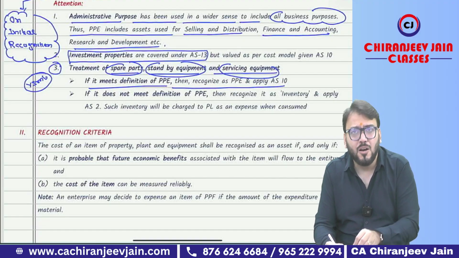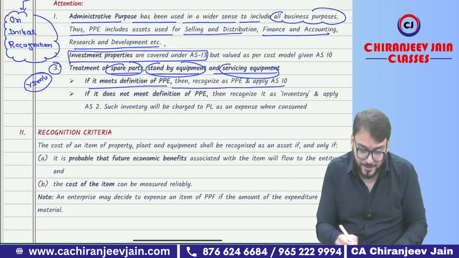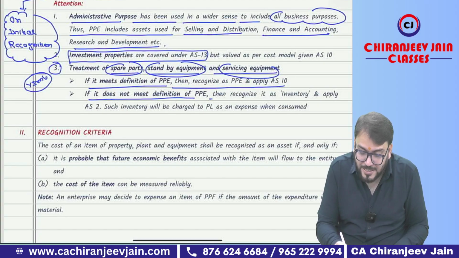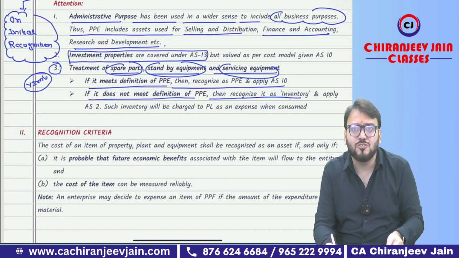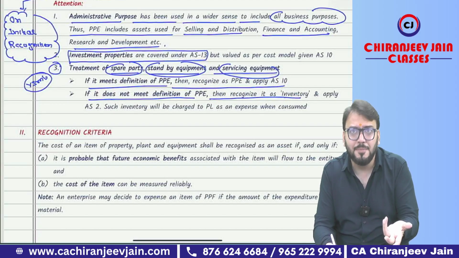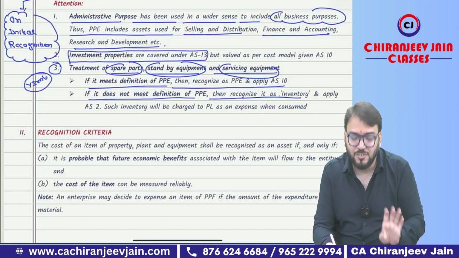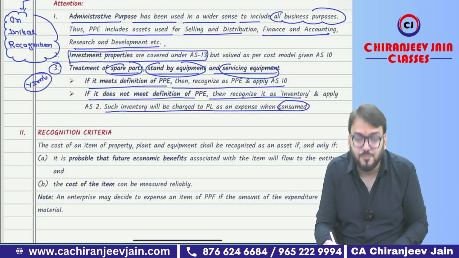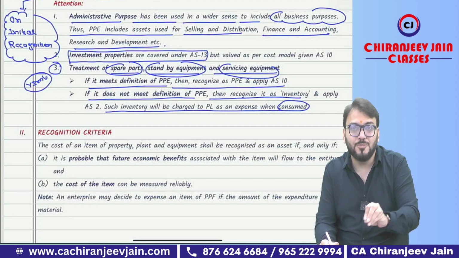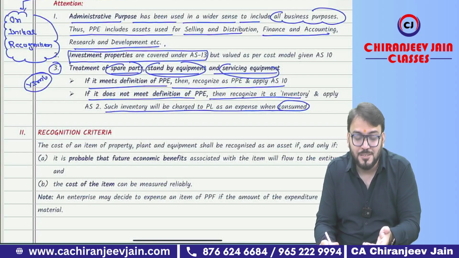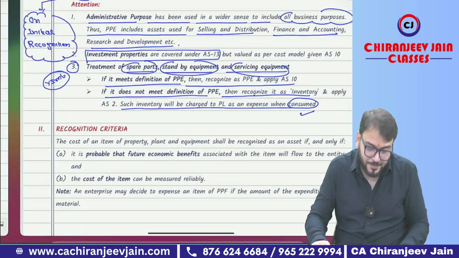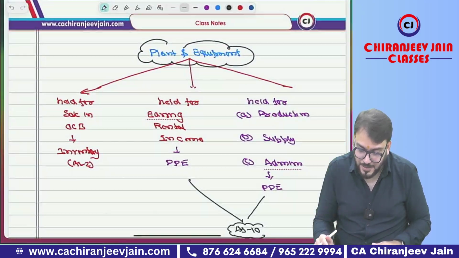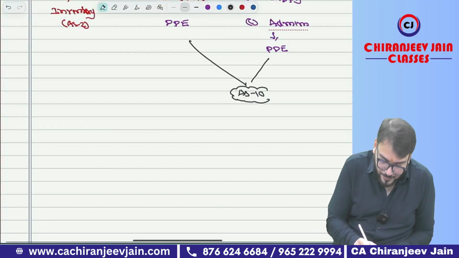Then all the accounting policy of AS10 will be applied. If it does not meet the definition of PP, then recognize it as inventory and apply AS2, means it will be measured at a cost price. So NRV, normally it will be valued at cost price only. Such inventory will be charged to PL as an expense when consumed. Consumed is when used. It will be charged to PL as an expense when it is consumed. Correct? Let me explain this point. Correct? So just write down.